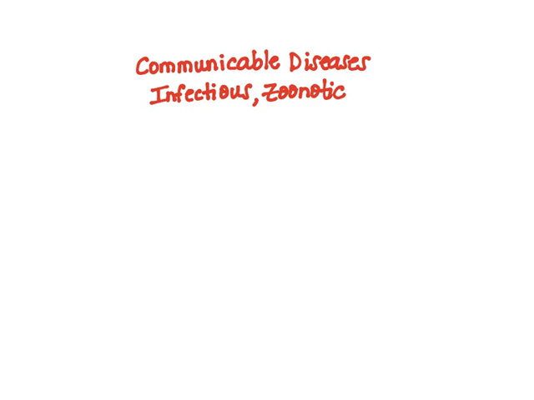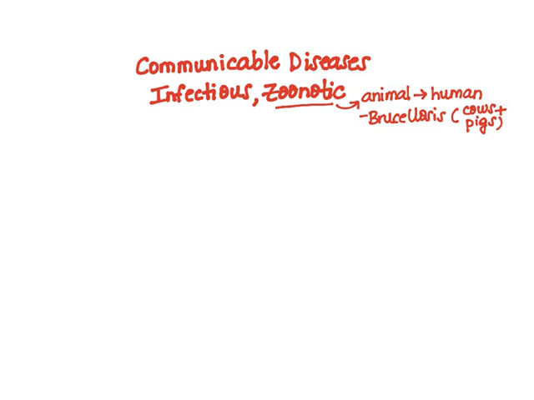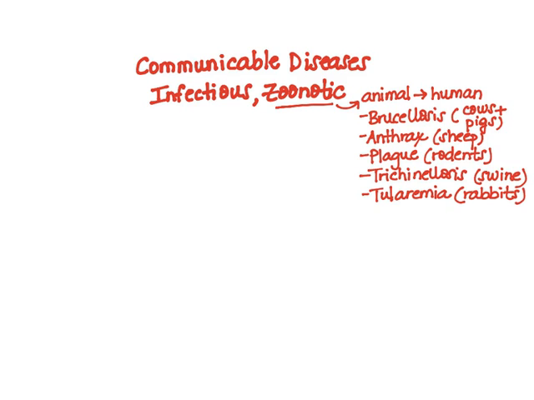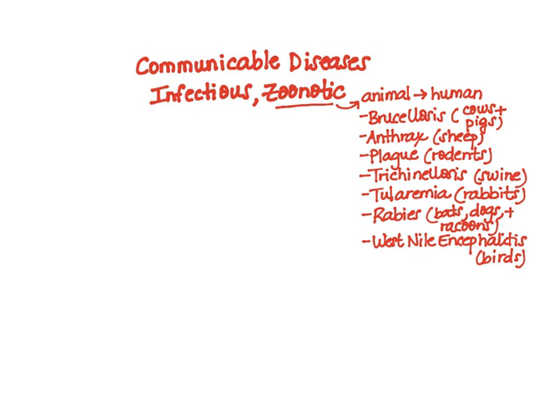Another term used here, often heard in epidemiology, is zoonotic, which refers to infectious disease that is transmissible under natural conditions from vertebrate animals to humans. And we have a few examples that I'll list below. Some long recognized zoonotic diseases include brucellosis from cows and pigs, anthrax from sheep, the plague from rodents, trichinellosis from swine, tularemia from rabbits, and rabies from bats, dogs, and raccoons, as well as West Nile encephalitis from birds.